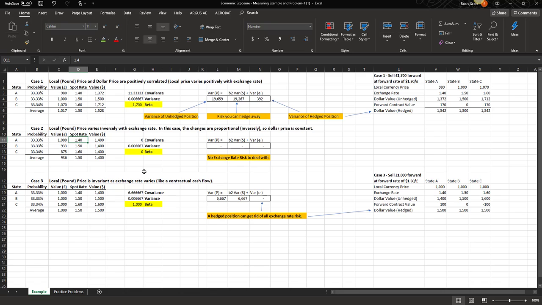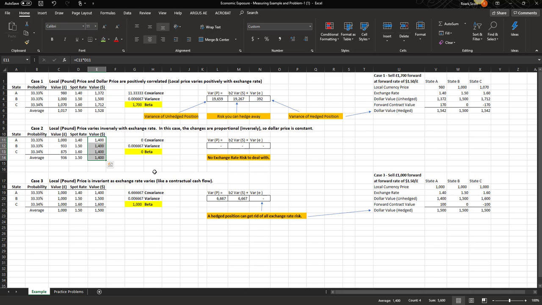So if you look here, we've got the value of the asset the highest in the worst state. The exchange rate is the lowest in that state. Then you have the middle ground, and then in state C, maybe it's the expansion state, the value of the asset is the lowest and the exchange rate is the highest. In any event, the value of our asset in dollar terms is invariant, right? It doesn't matter which state you're in because of the peculiar relationship between the spot price and the value of the asset.